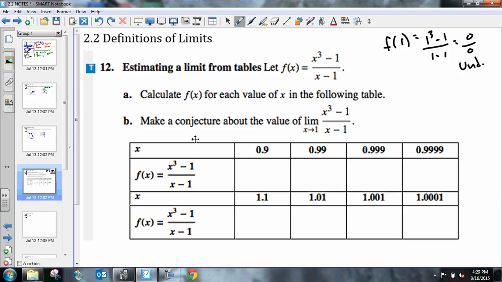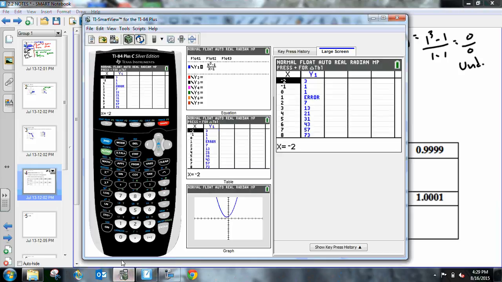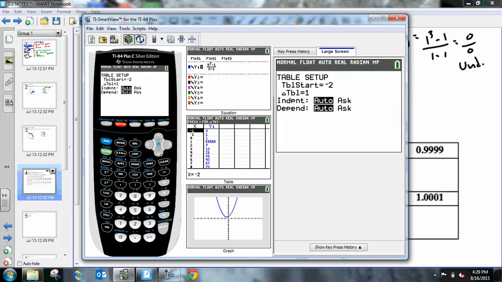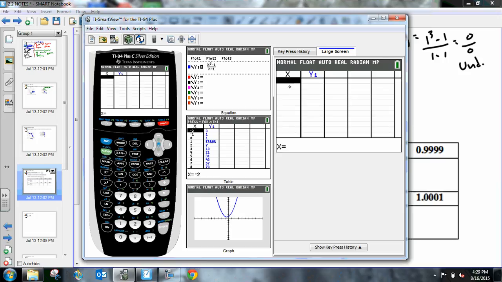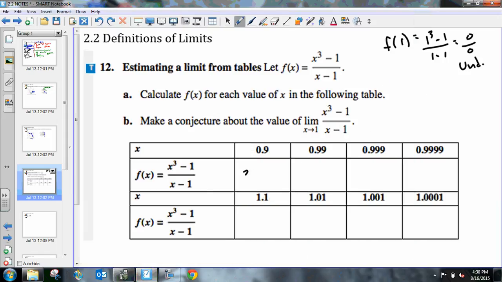But let's take a look at the calculator and fill those values in. Let's hit second table set. I'm going to go down to my independent variable and switch this over to ask instead of auto. Then I'm going to go to second graph, and go to my table. What you'll notice is that the table is blank. I'm going to put in, say, 0.9 into my function and see what y value we get. It says I'm going to get 2.71. So I'm going to write 2.71.